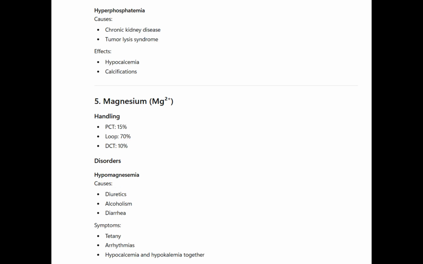Hyperphosphatemia, high phosphate, is most often caused by chronic kidney disease and tumor lysis syndrome. High phosphate binds calcium, causing hypocalcemia and soft tissue calcifications.